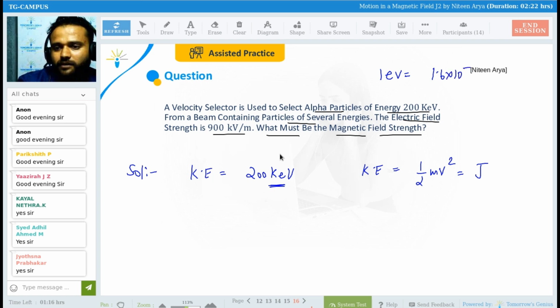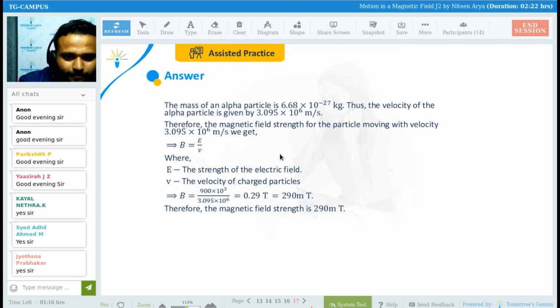Sorry, sir, I know. It's okay, beta. 10 to the power minus 19. Either multiply or divide, I need to check this one also, because I'm confused in this. Maximum number of times, eV, this. Okay, B, this. Magnetic field is given. The mass of alpha particle is this, the velocity of the alpha particle.